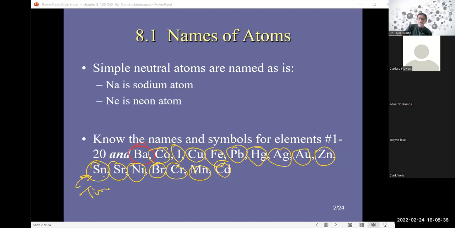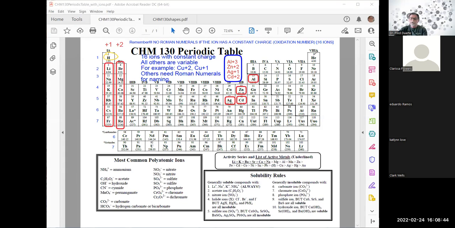Okay. And then the first 20, we got hydrogen on top here. And then we got helium, lithium, beryllium, boron, carbon, nitrogen, oxygen, fluorine, neon, sodium, magnesium, aluminum, silicon, phosphorus, sulfur, chlorine. Notice I said chlorine, not chloride. We got argon, just like I said, fluorine, the element, fluorine and chlorine. And then we've got K for potassium and Ca for calcium, okay? Then on here are the other ones we talked about. Those are probably the most common ones we're going to be working with. All right.